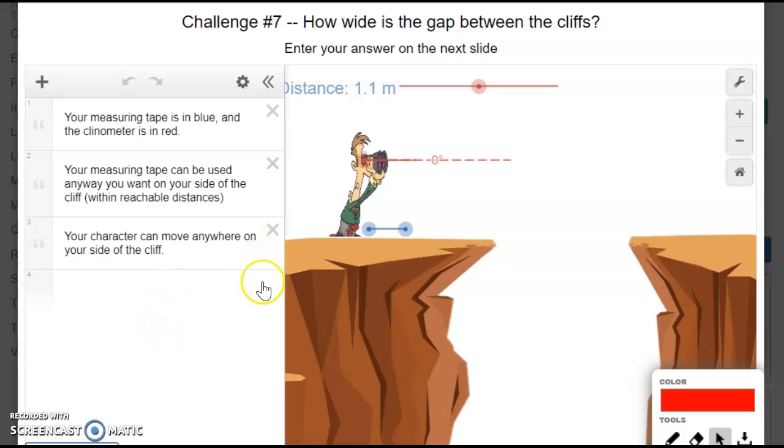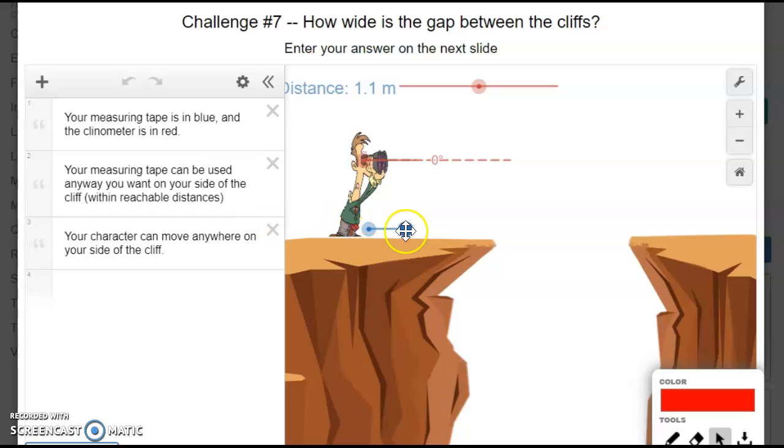All right, so we are up to card number 11 now. This one says, how wide is the gap between the cliffs? So you have a clinometer, and you're trying to figure out how far it is. Your measuring tape is in blue and your clinometer is in red. Your measuring tape can be used anywhere you want on your side of the cliff within reachable distance.